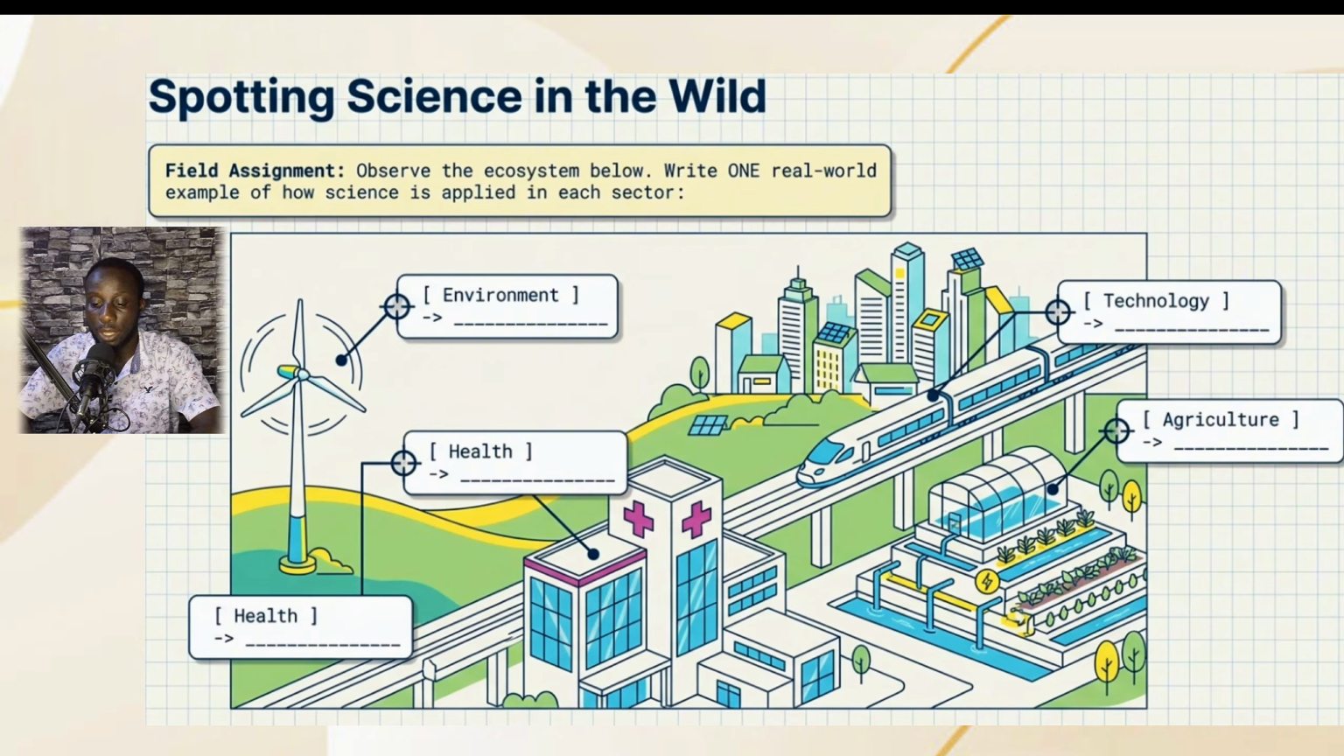You observe the ecosystem below. You write one real world example of how the sciences apply in each sector. So if you take the environment, you are going to tell me how science, just one, is that clear? Just one, how science has helped in this particular sector: health, technology, agriculture, and all that. So please, you do that for me.